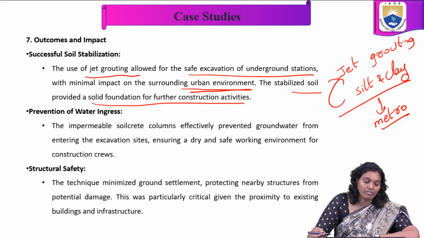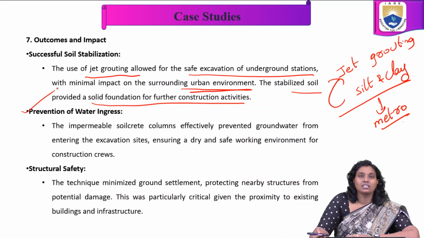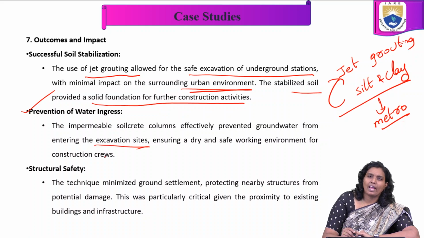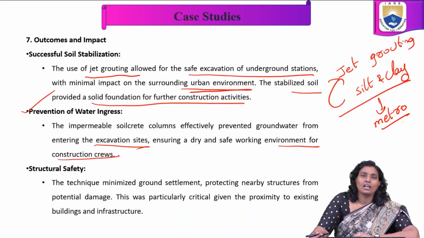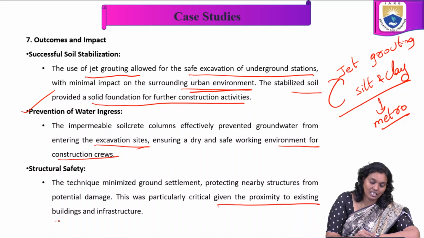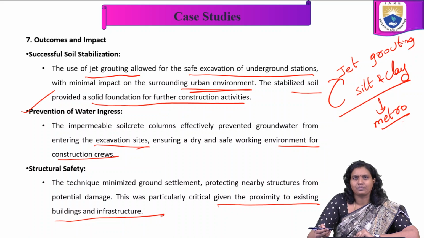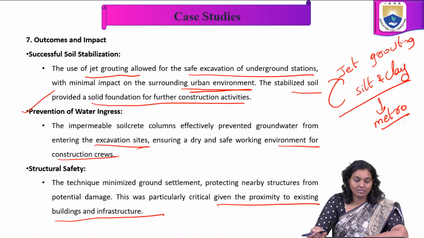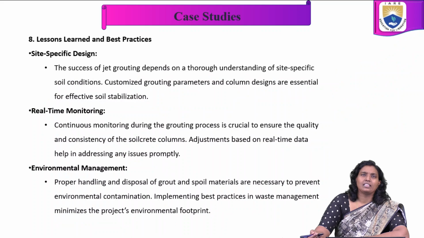The next important one is the prevention of water ingress. The impermeable soil-crete columns effectively prevented groundwater from entering the excavation sites, ensuring a dry and safe working environment for construction crews. Structural safety: the technique minimized ground settlement, protecting nearby structures from potential damage. This was particularly critical given the proximity to existing buildings and infrastructure. These are the major outcomes and impacts.